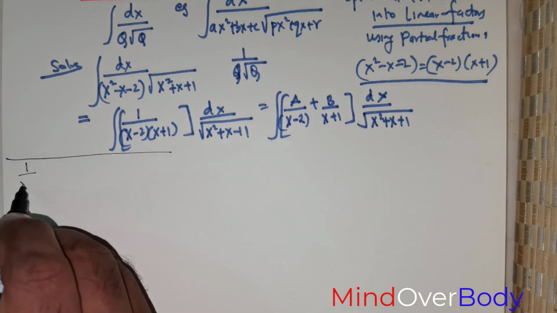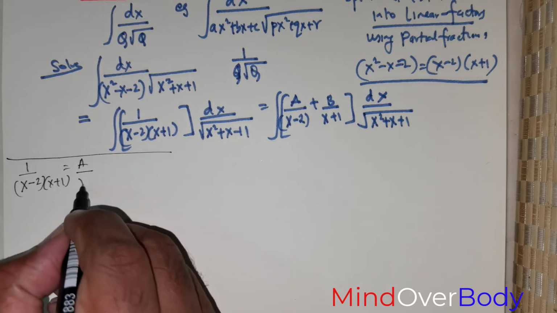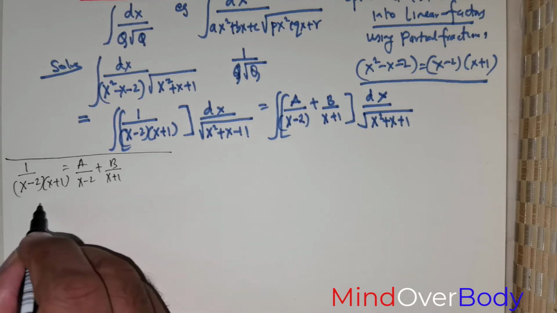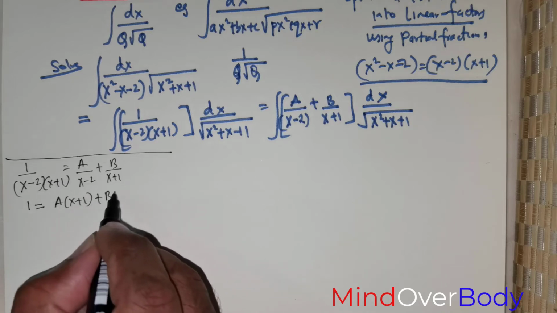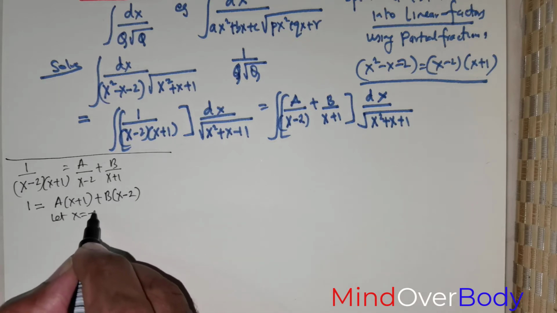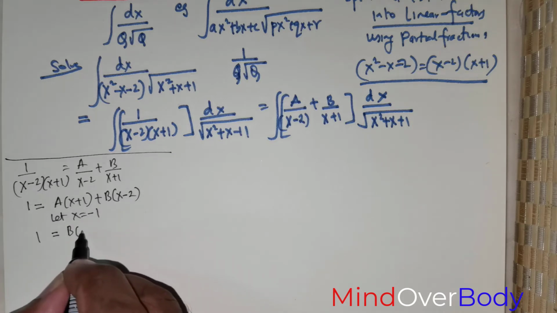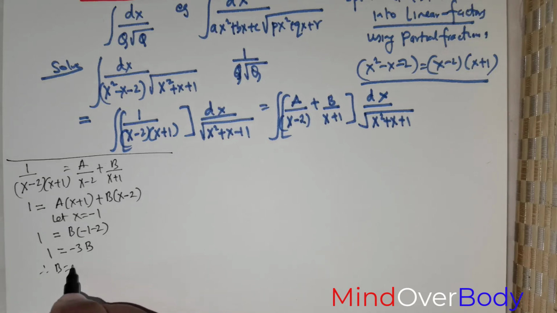We are rewriting 1 over (x − 2)(x + 1) as a over x − 2 + b over x + 1. If we cross multiply, this gives us 1 = a(x + 1) + b(x − 2). Let me take x = −1, so the first term becomes 0, and we have b times (−1 − 2), which is −3b. On the left I got 1, so the value of b is −1/3.